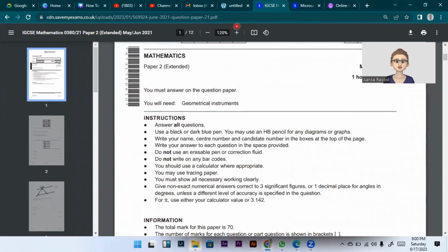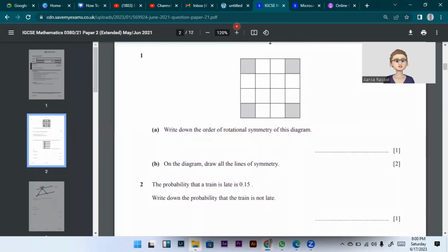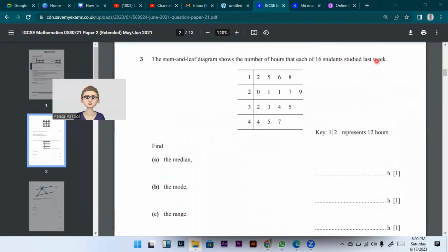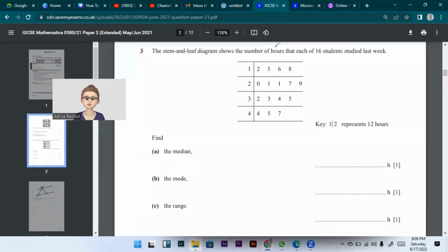See, I'm showing you this. This is the paper, and I'm going to solve question number 3 because question number 1 and question number 2 are solved in the previous videos. The link of that I will provide in the description. So let's start it. The question is quite easy. They're saying the stem and leaf diagram shows the number of hours that each of 16 students studied last week. So find median, mode, and range.